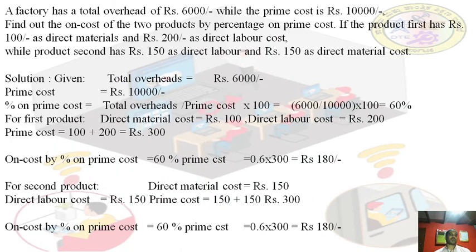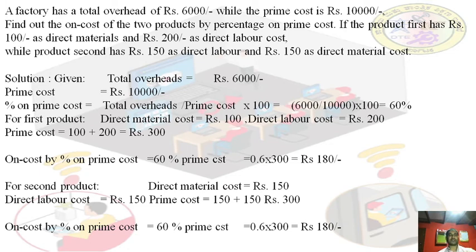Next, a factory has a total overhead of rupees 6,000, while the prime cost is rupees 10,000. Find out the on cost of the two products by percentage on prime cost. If the first product has rupees 100 as direct material and rupees 200 as direct labor, while the second product has rupees 150 as direct labor and 150 as direct material.